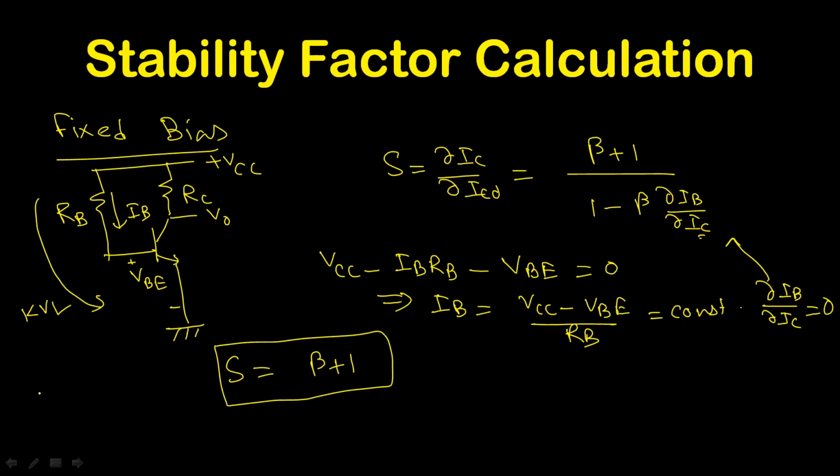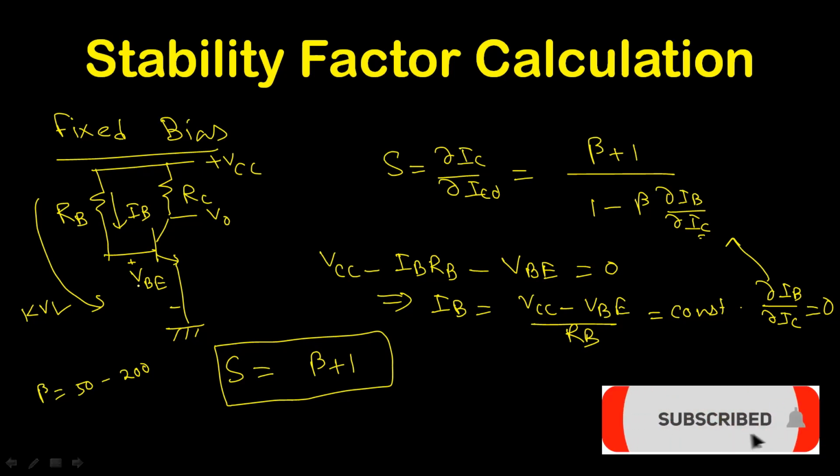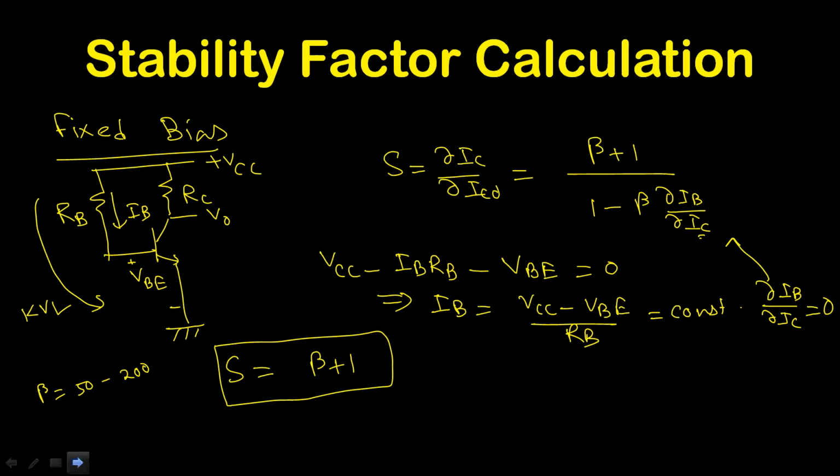Now we know that the typical range of beta for a BJT is between 50 to 200, maybe 250. So the value of S is almost in the same range. The result we are getting is not impressive, because we want a lower value of S. So from the stability point of view, the fixed bias circuit performance is not good at all. Although the circuit configuration is very simple, we are using only one resistance to establish the biasing, the stability performance is not good. So to improve the stability, we can go for other biasing circuits. Let's go for another circuit, that is called the voltage divider bias.